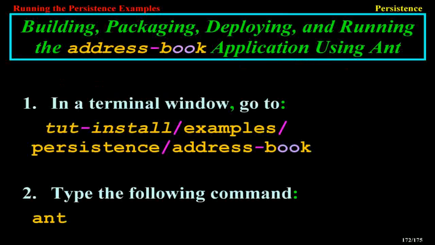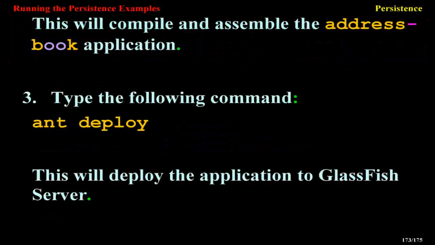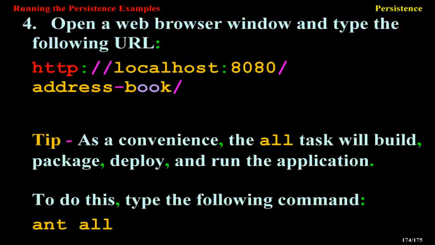Building, packaging, deploying, and running the address book application using Ant. In a terminal window, go to tut-install/examples/persistence/address-book. Type the following command, and this will compile and assemble the address book application. Type the following command, and deploy. This will deploy the application to the GlassFish server. Open the web browser window and type the following URL: http://localhost:8080/address-book.